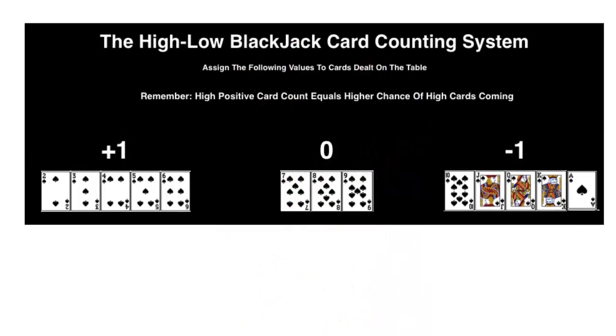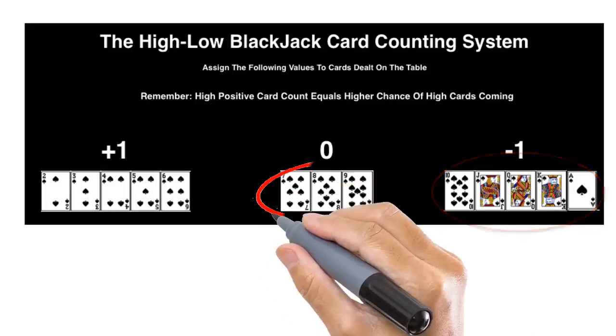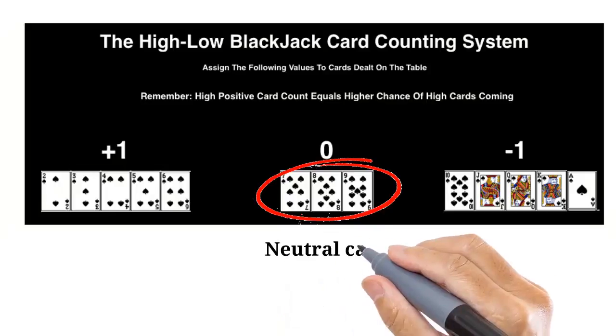In this system, only one card needs to be remembered at any time. +1 is assigned to the cards 2, 3, 4, 5, and 6. And -1 is assigned to cards 10, Jack, Queen, King, and 8. 0 is assigned to 7, 8, and 9, which are known as neutral cards.